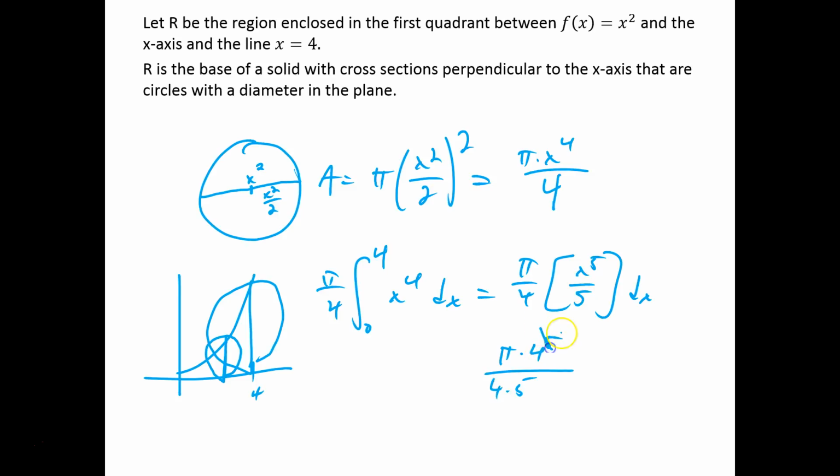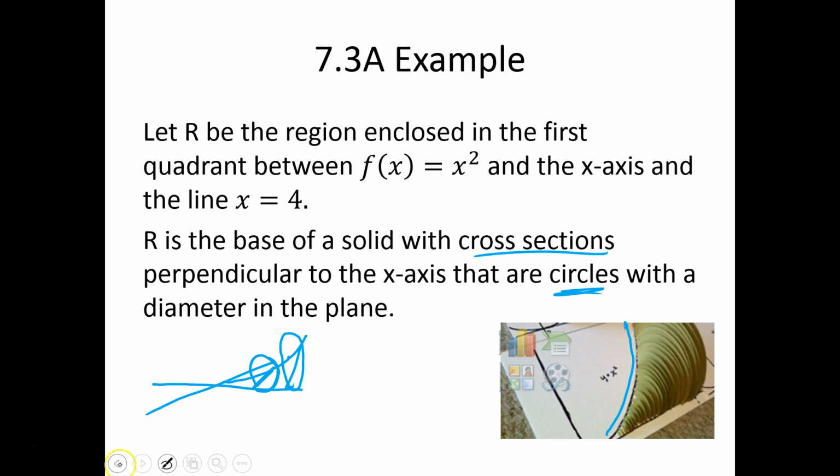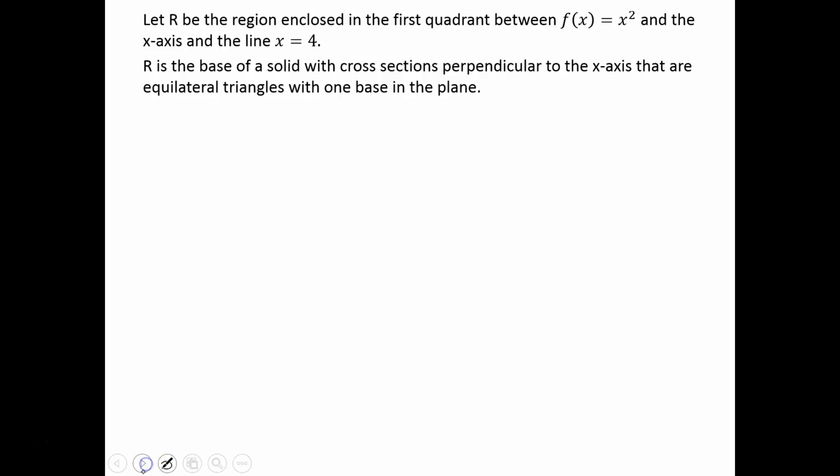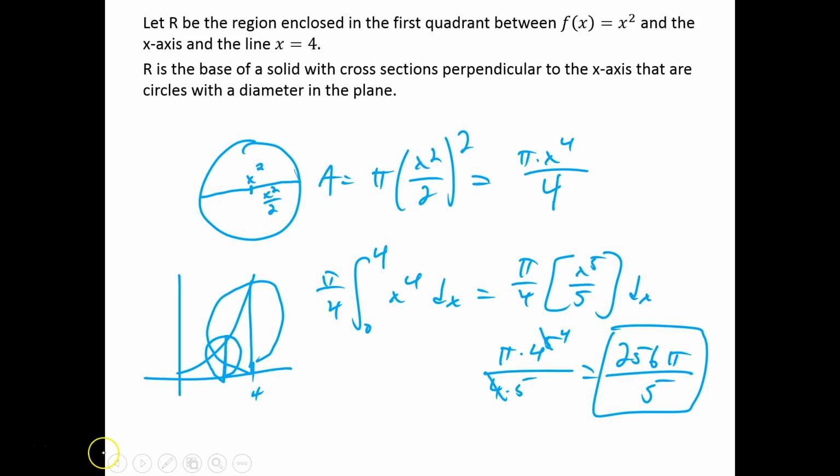One of these goes away. So it looks like 256 pi over 5. It's actually comparable in size to the last one. We had 256 root 3 over 5. This time we have 256 pi over 5. Pretty cool. So if you ask for units here, it'd be units cubed, because it's a volume.